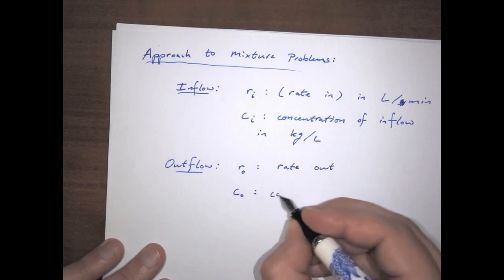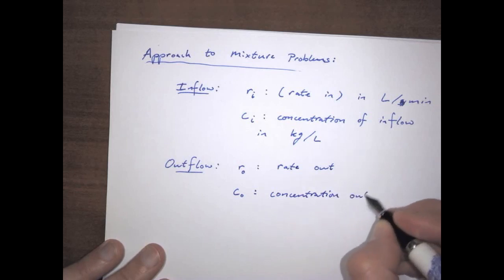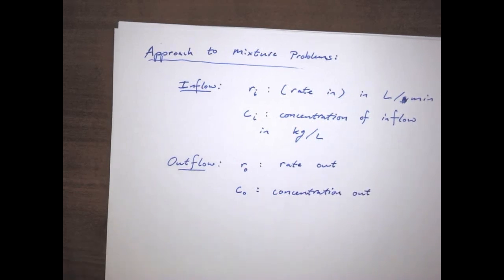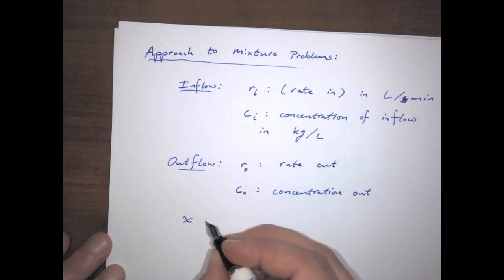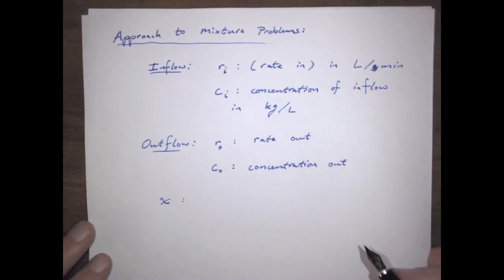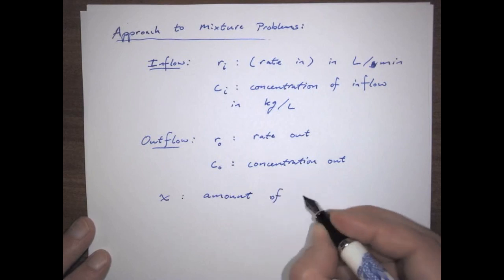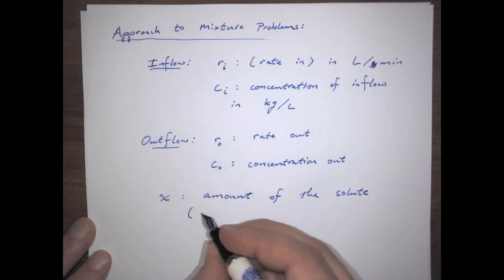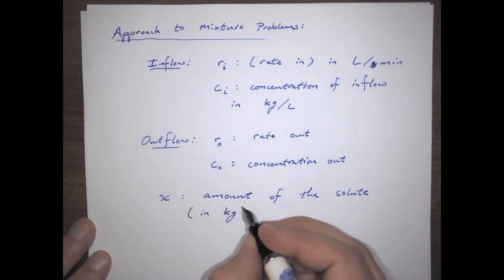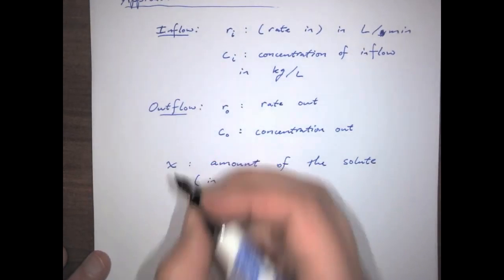Rate out, concentration out. Then basically the overall setup here, so X is going to stand for the amount of the solute. And that's going to be, in this case, in kilograms. Then this is a function of T.